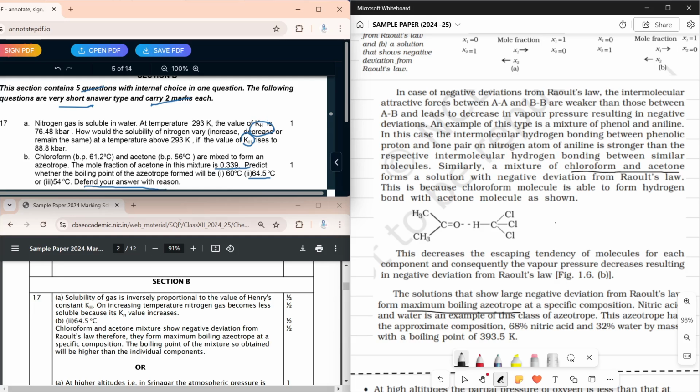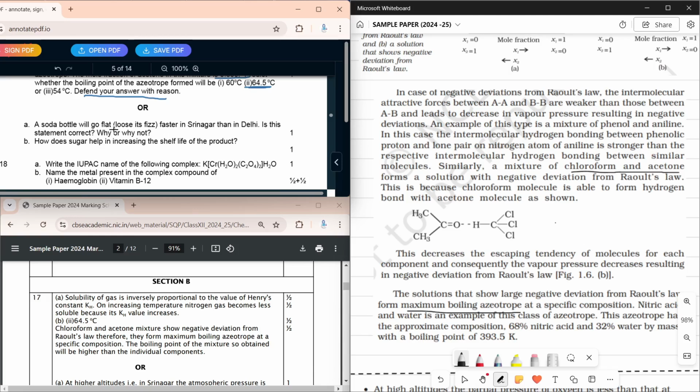You will have to include the fact that you think the answer is 64.5. And why do you think that? It's because of the negative deviation from Raoult's law. So you need to include that point, and you also need to include that it's forming a maximum boiling azeotrope, and so the boiling point which is obtained will be higher than that of the individual component. So you need to include all these points. So that's 17, question number 17.